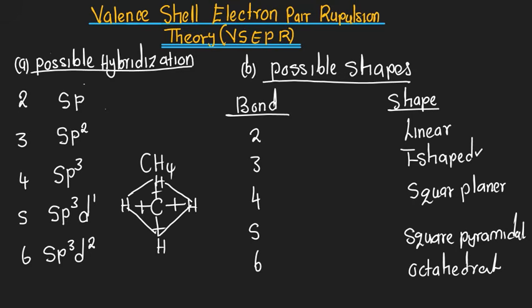But what is going to determine the bond is something that I'm going to show you right now. How are you going to determine the hybridization? You determine the hybridization by a number which I am calling the steric number.